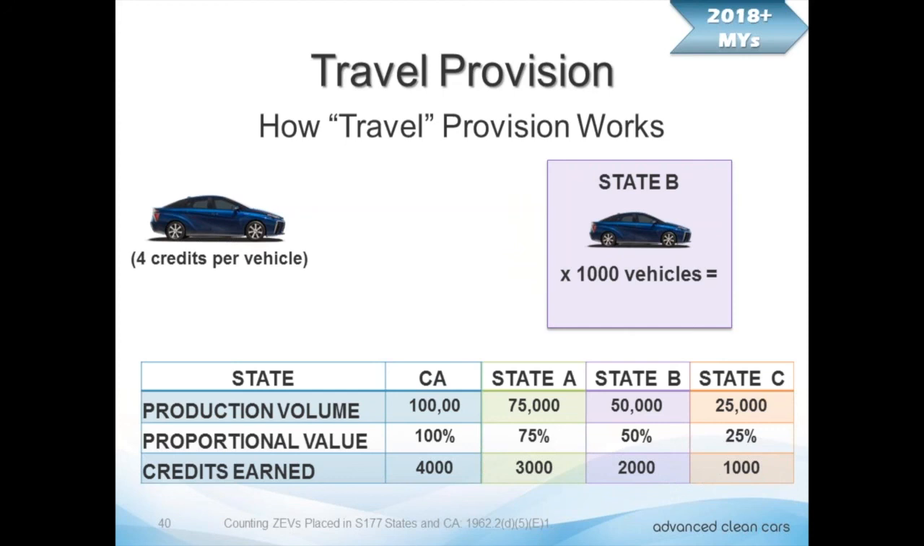Can an OEM opt out of the optional S-177 state compliance path, even if they have chosen that path? Yes. They opted in, so they may step off of that path and be subject to standard requirements.